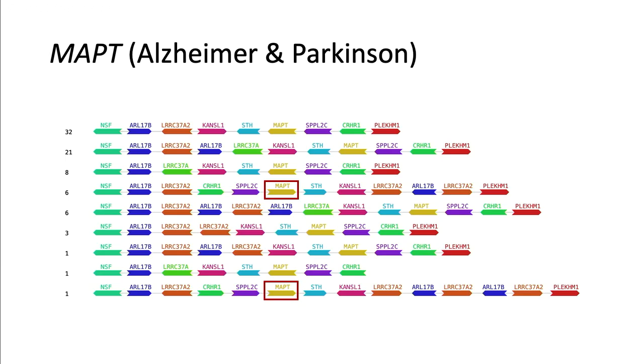And you can see in this gene, the MAPT, most people have this gene on the reverse strand, but some people have it flipped onto the forward strand. Also, you can see that this gene has 2 copies in this haplotype, but 1 copy in this haplotype. There is a variety of haplotype diversity within the human population.